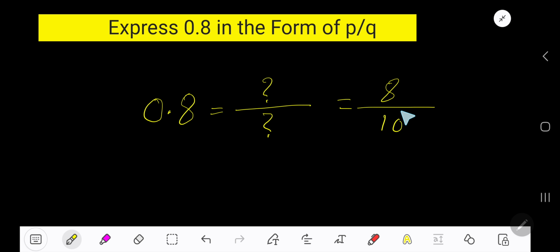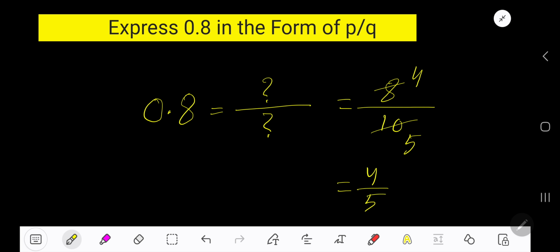To reduce this fraction, what will you do? You need to divide the numerator and denominator by the common number, which is called a factor. So look, this is divisible by 2, this is divisible by 2. So if you divide 8 by 2, you will get 4. If you divide this 10 by 2, you will get 5. So we are getting what?